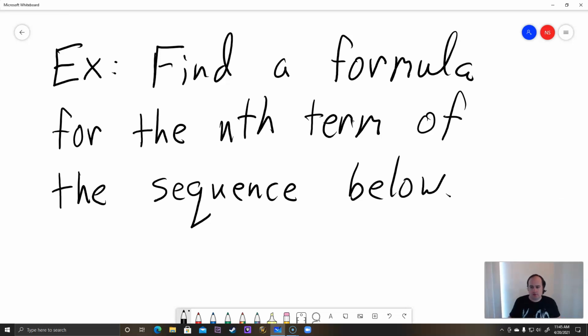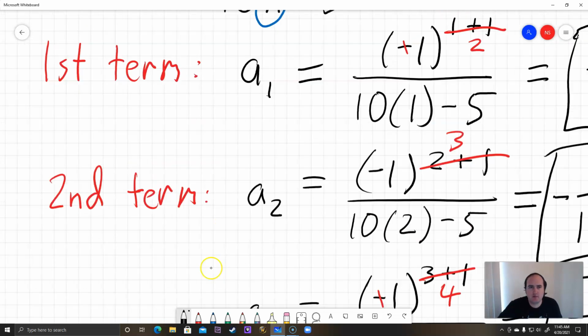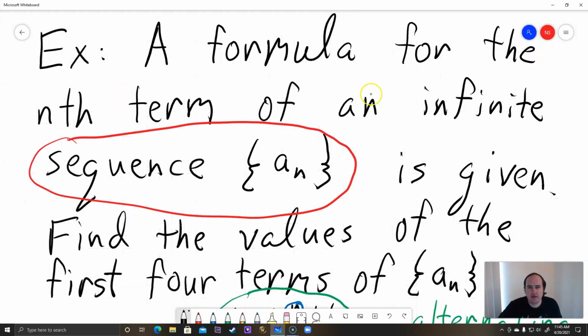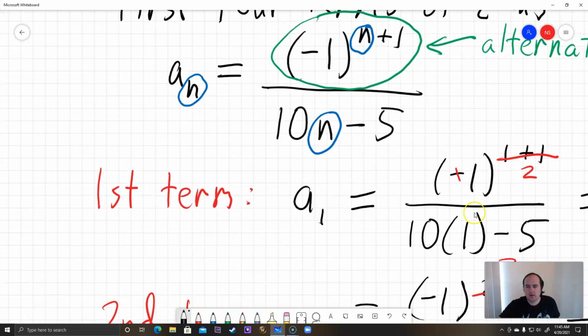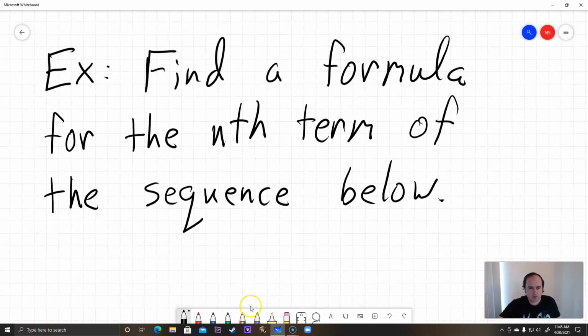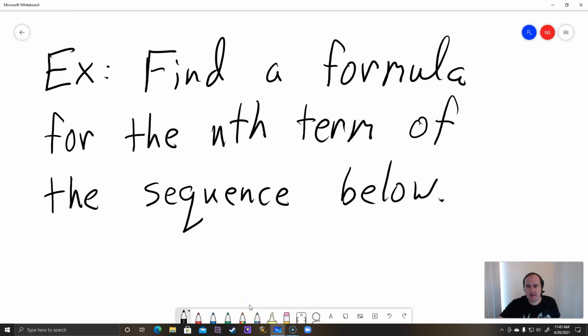Okay, so when you're doing your homework, make sure you read the instructions. On the last problem, they gave us a formula, right? They said, a formula for the nth term of an infinite sequence, a sub n, is given. So given means they gave you the formula, and they wanted us to find the values of the first few terms. Well, this next example, we need to find a formula for the nth term, and they give us the sequence. Because this is trickier, I wanted to do at least a couple examples of this one.